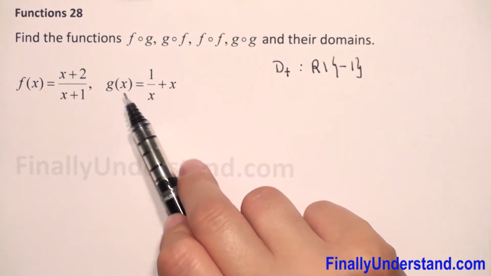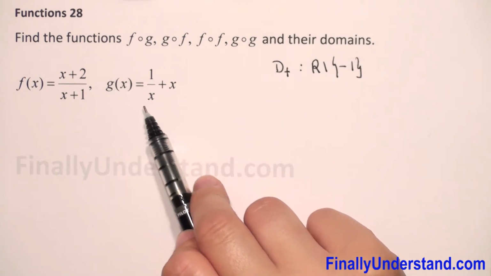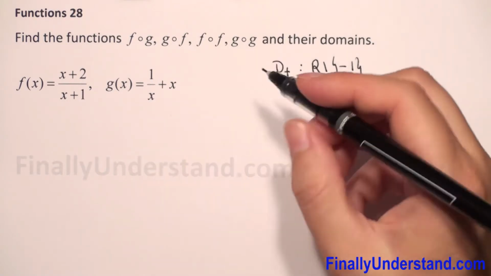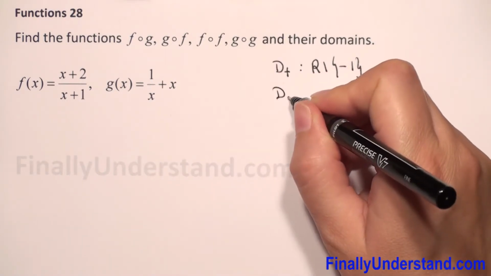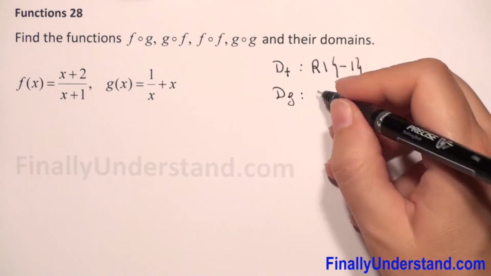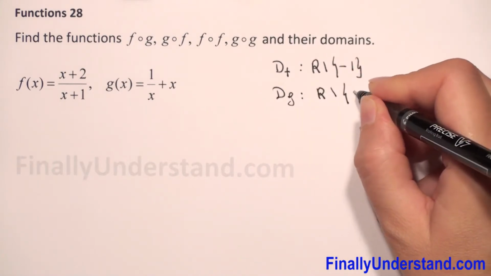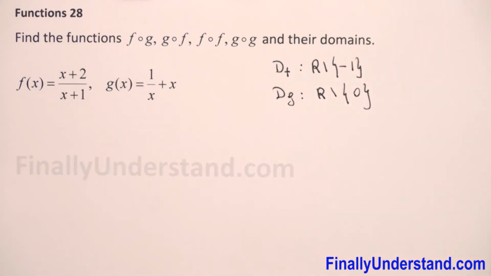And in the second function, g function, we see that we have x in the denominator. We cannot have 0 in the denominator. It means that the domain for g function will be all real numbers excluded 0. Now we can go to our composition.